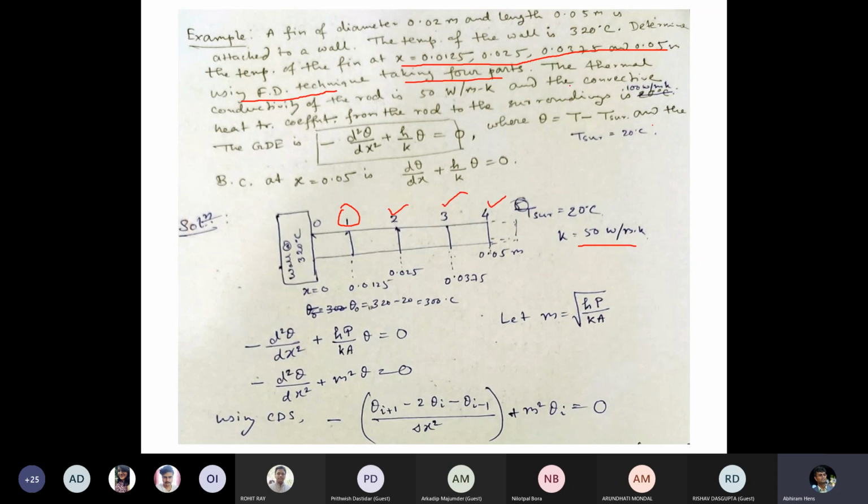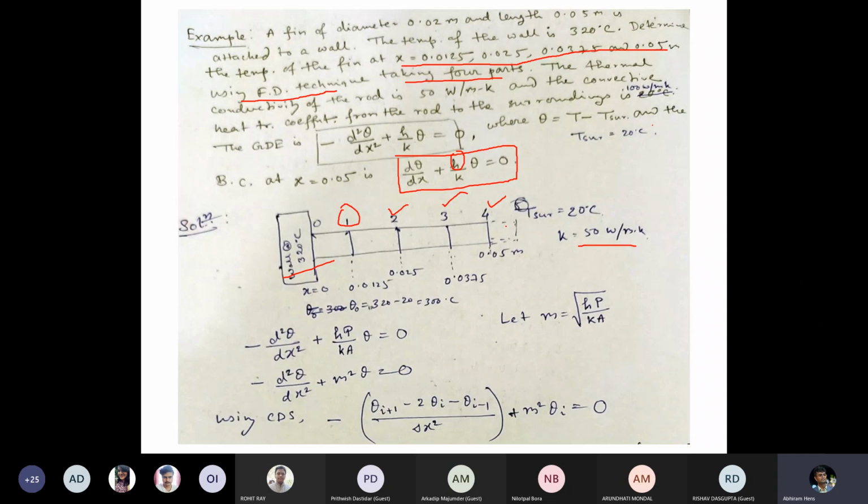And the convective heat transfer coefficient from the rod to the surrounding is 100 watt per meter square Kelvin, because here convection is coming into the picture, which is defined by this h. And at the left hand side there is a Dirichlet boundary condition, and on the right hand side you are given what is called a Robin type of boundary condition, where d theta by dx plus h by k theta equals 0. So it is in the form of an equation. This is given. Now the question is how to solve it.